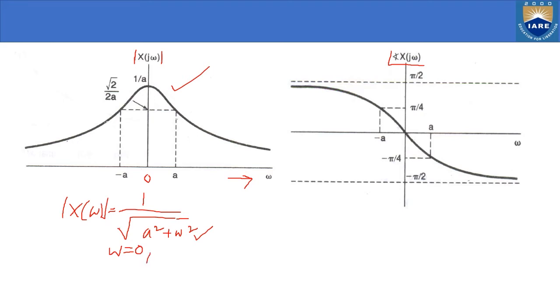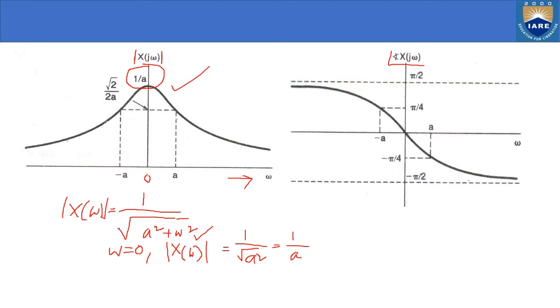So what is this function? It becomes X of omega. Magnitude becomes 1 by square root of a square. Correct? So that is nothing but 1 by a. So that is what is shown here as 1 by a. Okay?